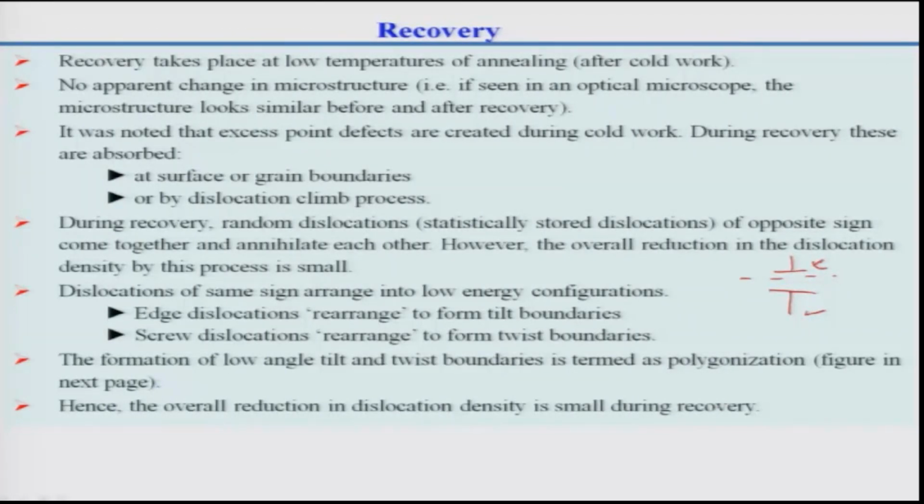Dislocations of the same sign, an important aspect, can rearrange themselves to form tilt boundaries, whereas those of opposite sign come and annihilate. Edge dislocations can form tilt boundaries, and screw dislocations can arrange themselves to form twist boundaries. The formation of these low angle tilt boundaries or twist boundaries is known in the literature as polygonization. I am showing the next picture on the same thing. This will lead to an overall reduction in the stored energy.